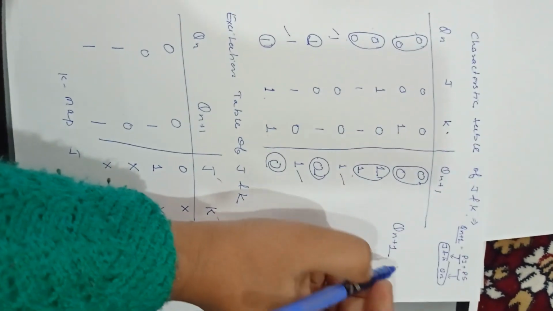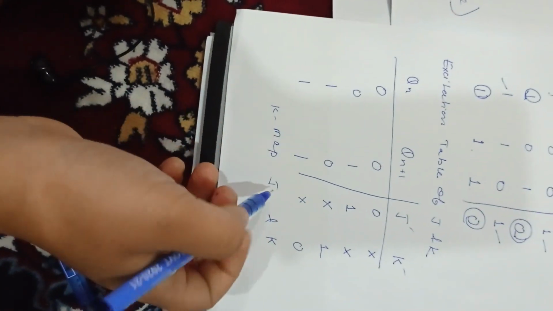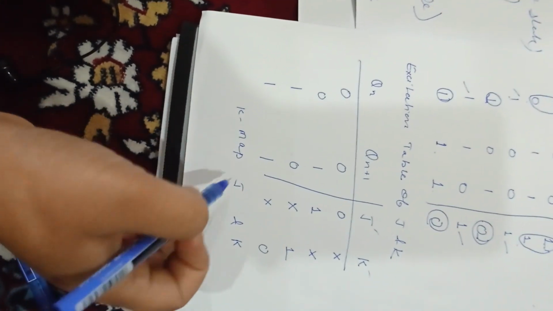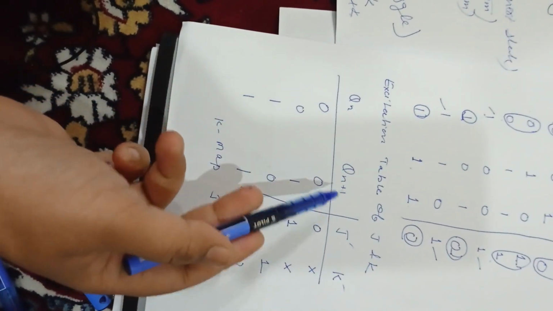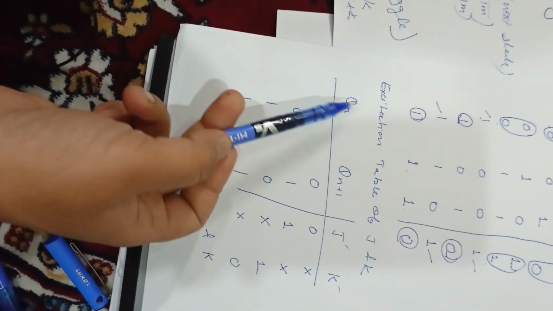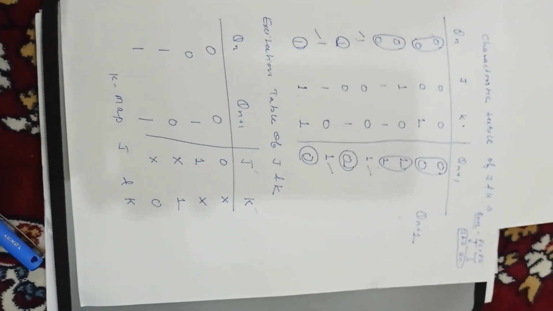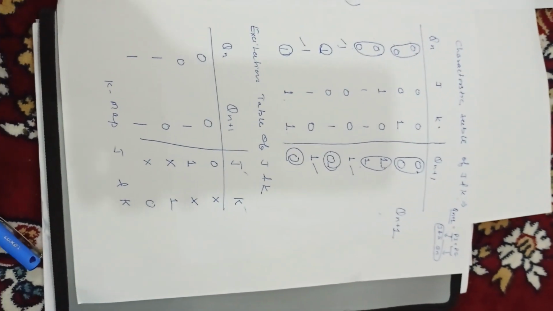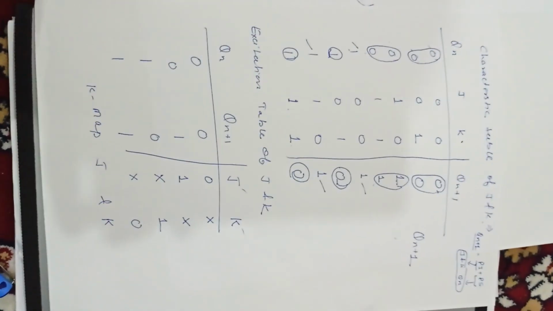For this qn plus 1, you have the 3 input variables, that is qn, j and k. And from the excitation table, whenever you are obtaining this j and k by using k map, for the j you have the 2 input variables, that is your qn and qn plus 1. For the k, same, qn and qn plus 1, 2 input variables. Just obtain this and derive the equations for qn plus 1, j and k by using your k map.